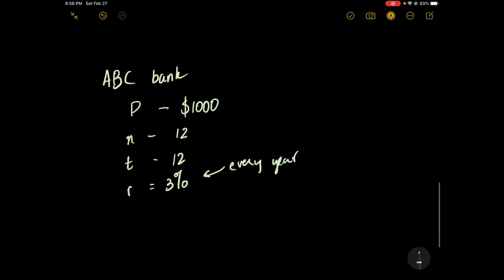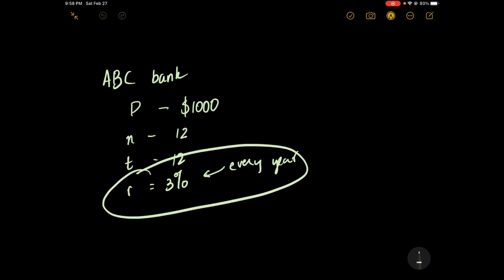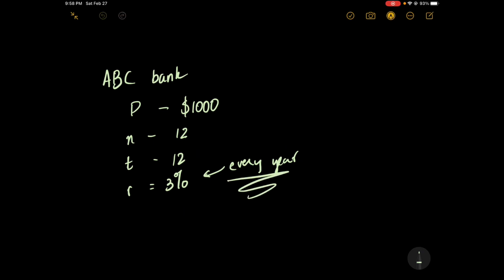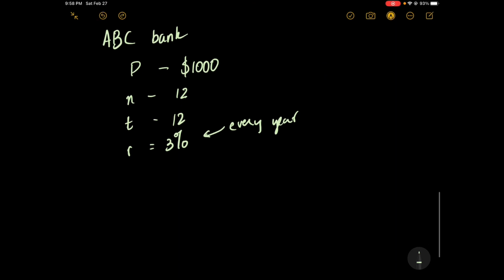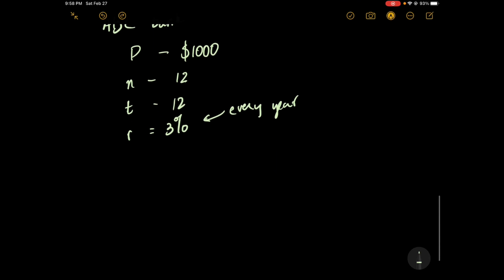So first things first, this n value is actually based off of the R value. If the R value is based off of every year, and you're told that you're compounding it every single month, that means you're dividing this 3% compounding over the entire year in terms of every month. So you'd be dividing it by 12. That's why we are using an n value of 12 here. Anyway, with that out of the way, let's plug this into our compound interest formula.